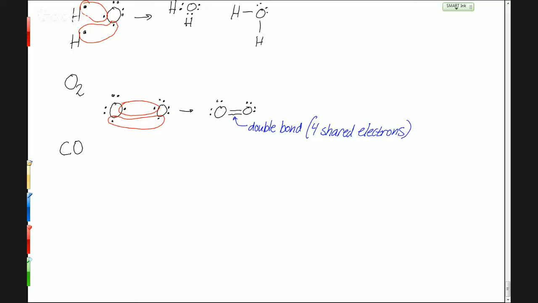What's the name of this molecule? CO? Carbon oxide. Not quite. Carbon dioxide? Not quite. Monoxide. One oxygen, right? It's a covalent compound, so it's not ionic. So it's carbon monoxide.